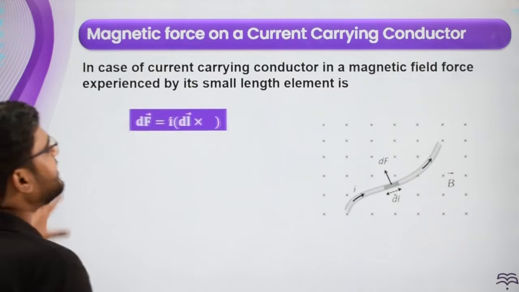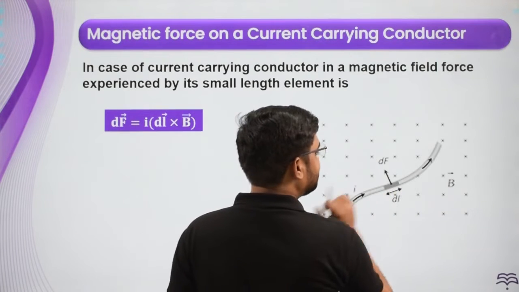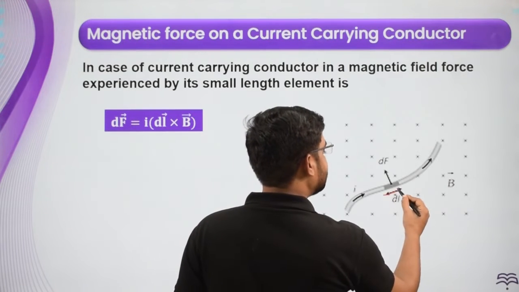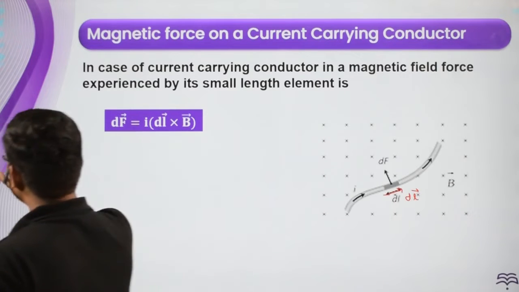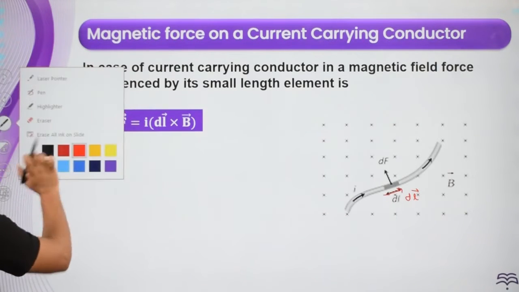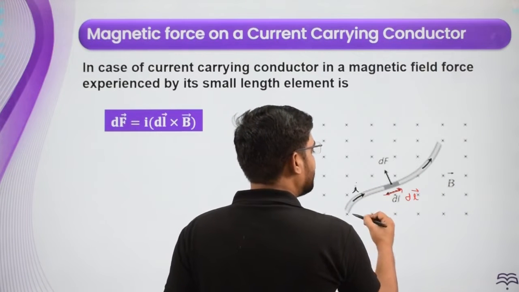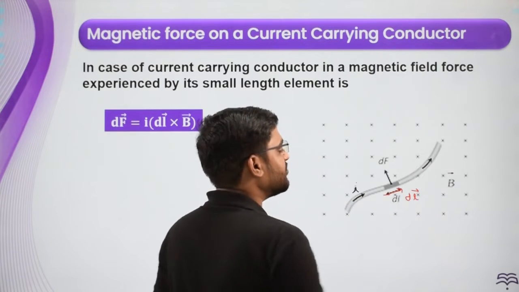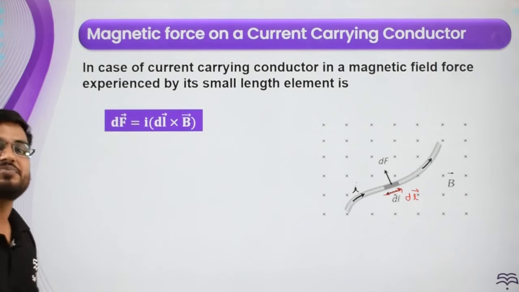So we will be saying that in the case of a current carrying conductor in the magnetic field, the force experienced by a small elemental length, that is this dl vector, and the direction of this dl vector is taken as what? The direction of the current. So if our current is flowing this way, then we'll say dl is having this direction. The small force dF is given by this expression. How is this expression coming?